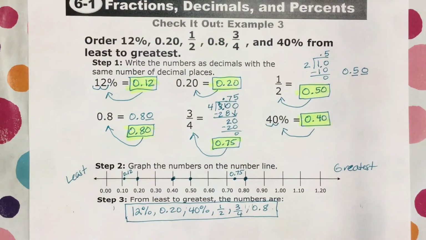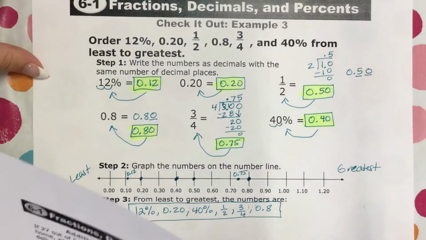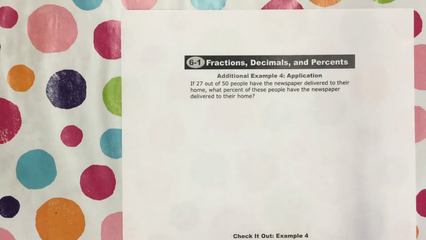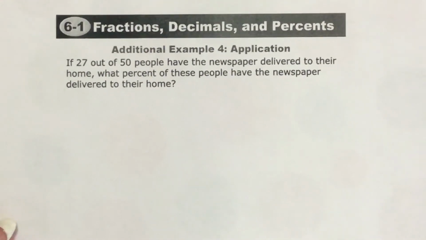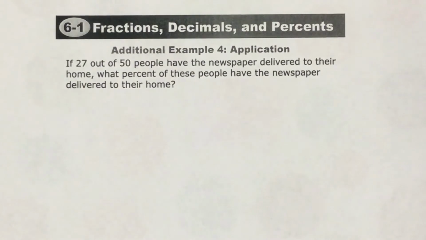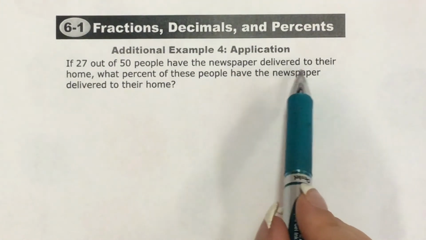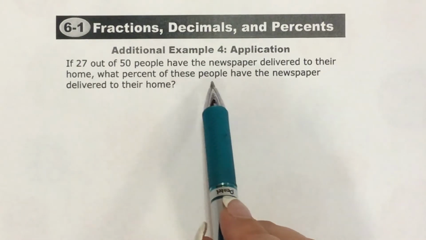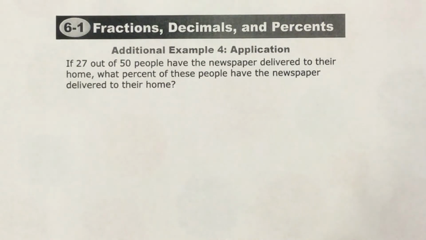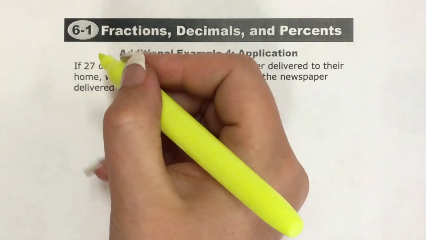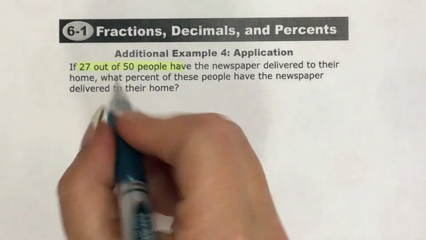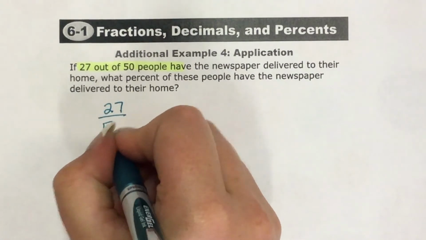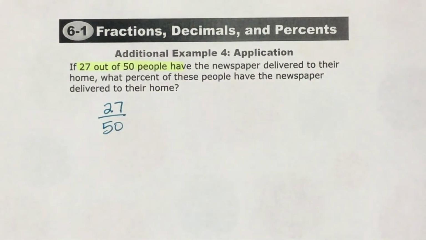All right, let's move on to our last example, example 4. Okay, this is an application. Example 4 says: if 27 out of 50 people have the newspaper delivered to their home, what percent of these people have the newspaper delivered to their home? So 27 out of 50, that information is actually giving us a fraction. 27 out of 50 can be written just like this. Now we need to convert this to a percentage.